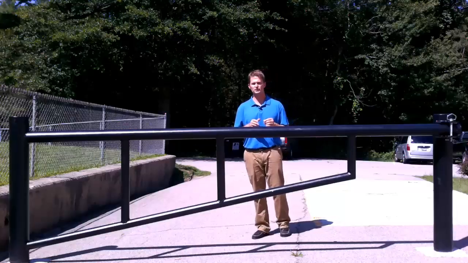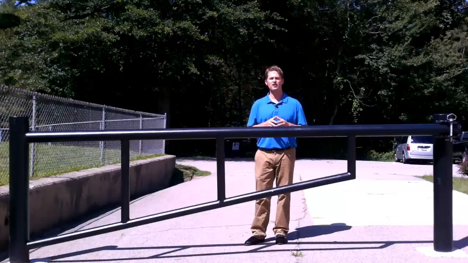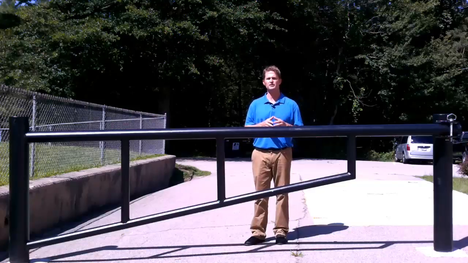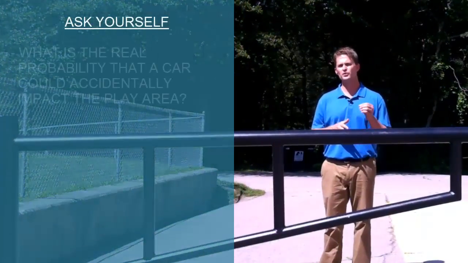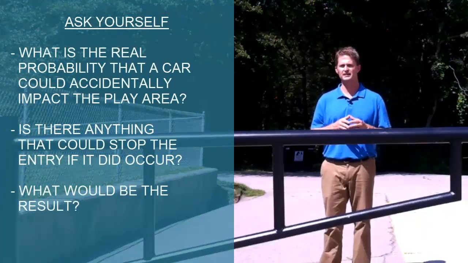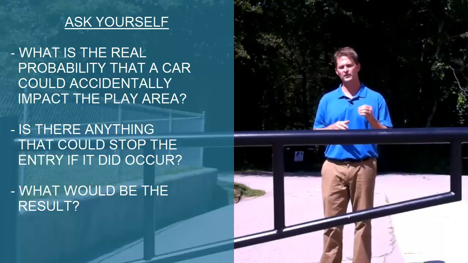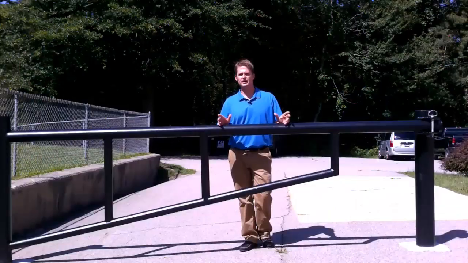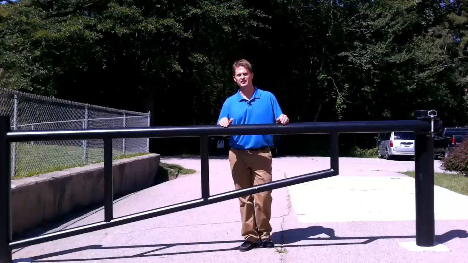One of the most common situations when a barrier is required occurs when cars are parked directly perpendicular to the perimeter playground fence, and there is a high probability that a car may improperly be operated in a way that would cause the automobile to enter the play zone. When inspecting your play area, take a good look beyond the fence and ask yourself, what is the real probability that a car could accidentally impact the play area? Is there anything that could stop the entry if it did occur? And lastly, what would be the result? After this simple evaluation, many play area operators come to the difficult conclusion that their play zone is underprotected. In these cases, a barrier is most certainly required.